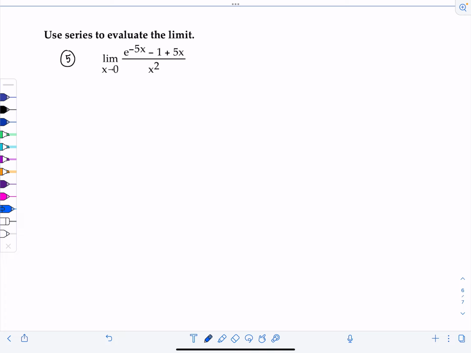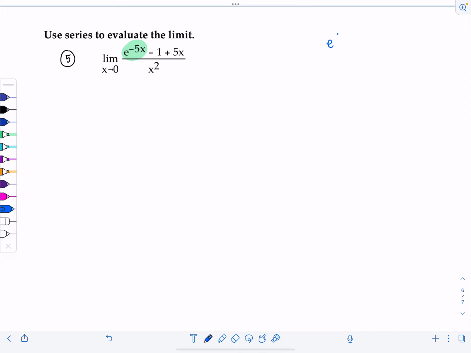Okay, use series to evaluate the limit. Ooh, so which term or terms are we going to replace with the known Maclaurin series? It's the e to the negative 5x. And you might be like, wait a minute, Professor V. We do not have a Maclaurin series for e to the negative 5x. Well, you do, sort of.